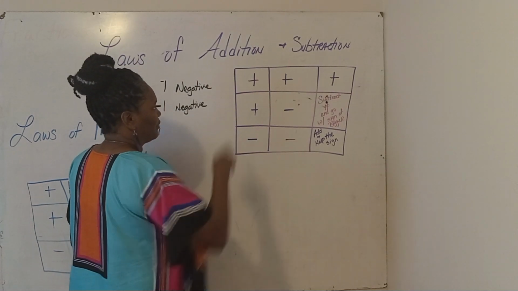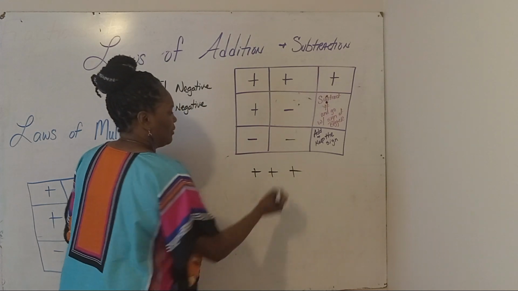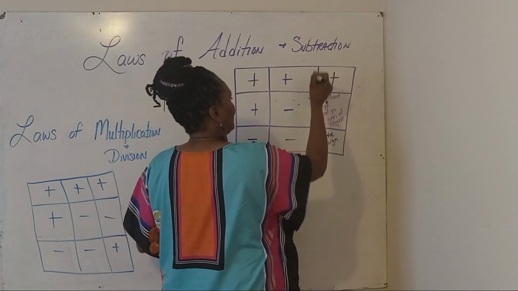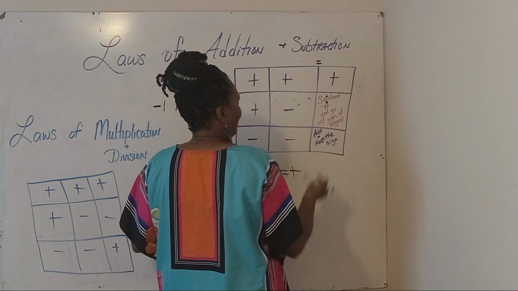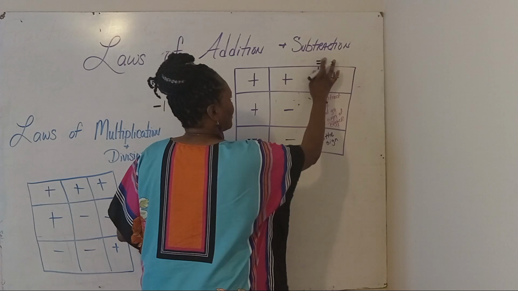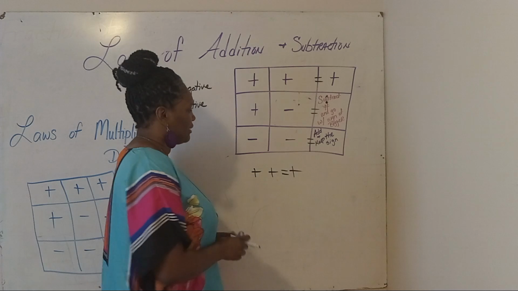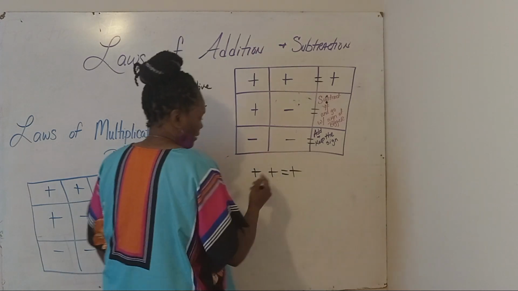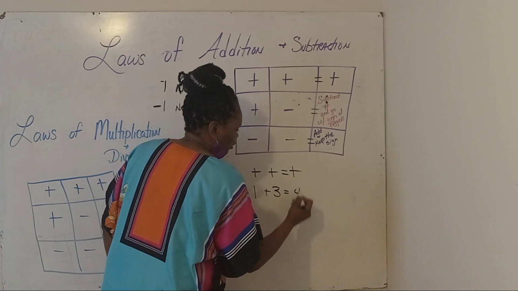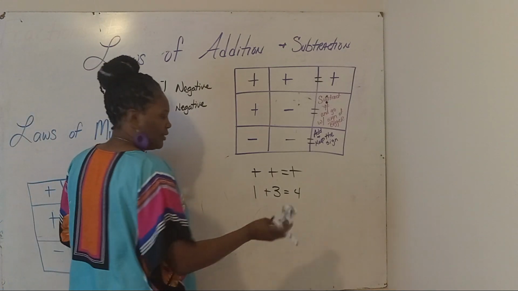So now that I've said that, let me show you what I'm talking about. So if I have, I'm going to do the first one. Positive plus a positive equals a positive. Okay? We're going to let this line equal our negative line, be our equal. That's what the answer is going to look like. All right. So, positive plus a positive equals a positive. 1 plus 3 equals 4. Everything in there is positive. Okay? That's how that works.